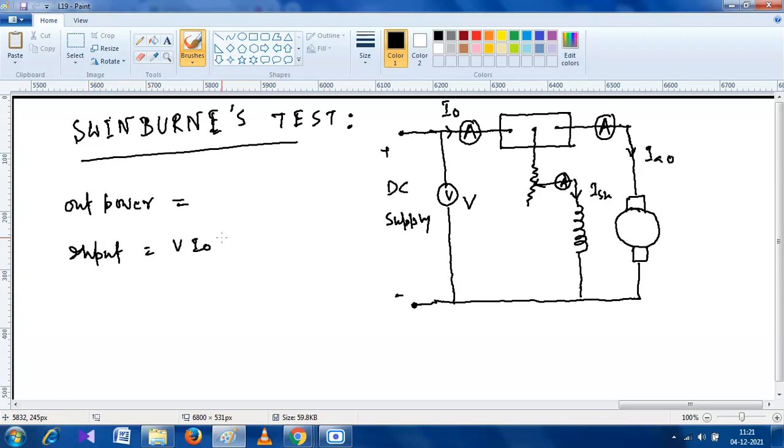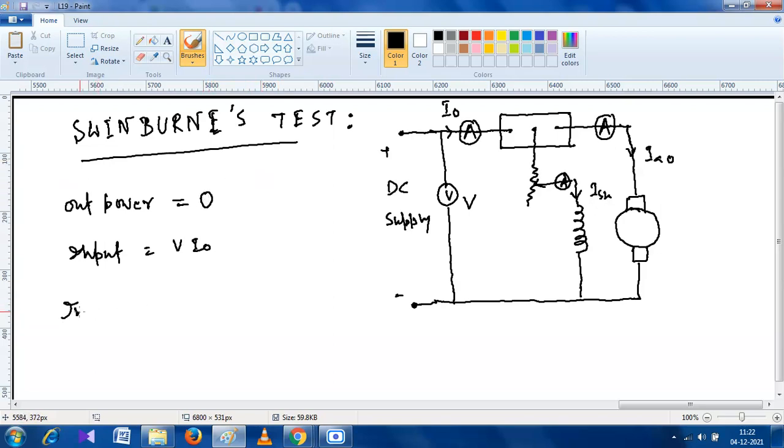आउटपुट कितना है? आउटपुट कितना है बोलिए? तो टेस्ट हम नो लोड में कर रहे हैं, तो मतलब आउटपुट कितना है? सर आउटपुट तो जीरो होगा सर। गुड, द आउटपुट इज जीरो.